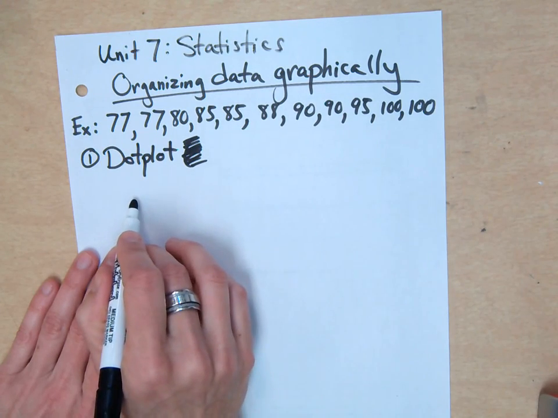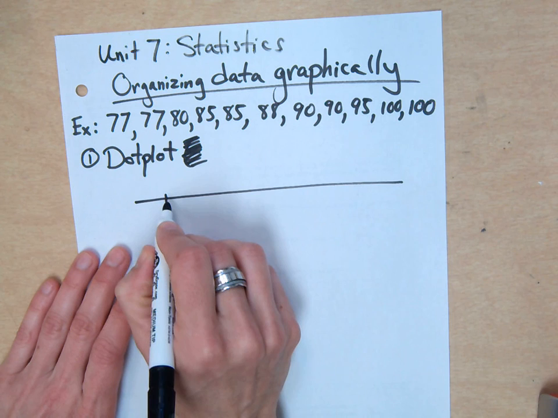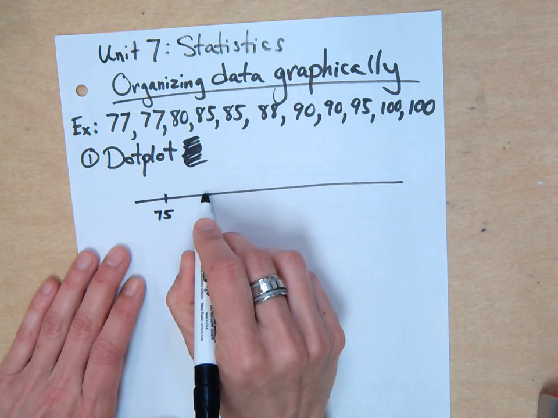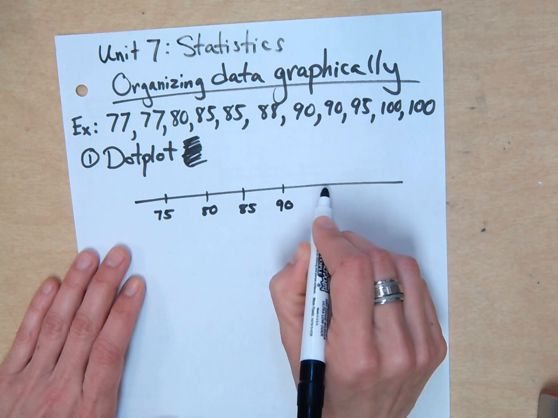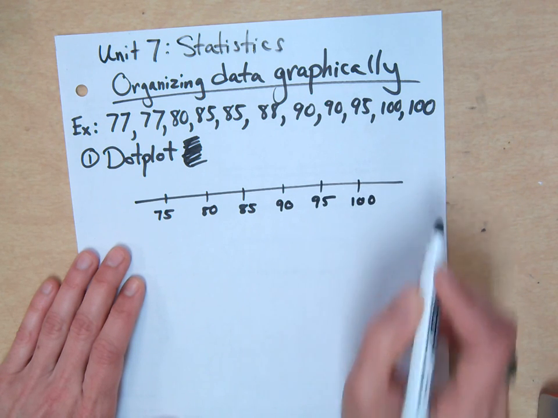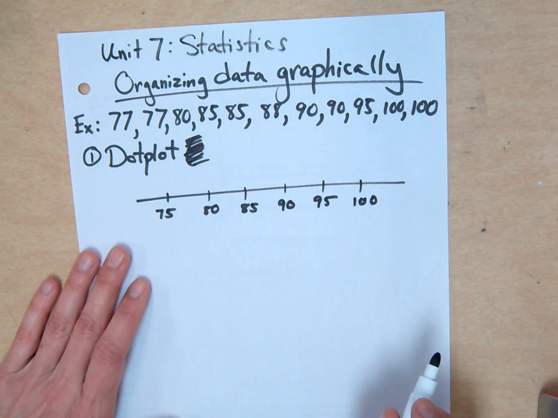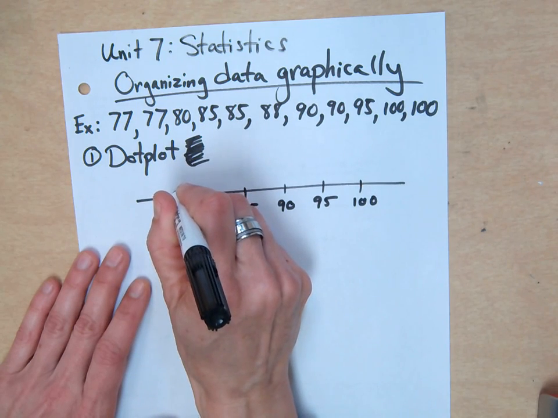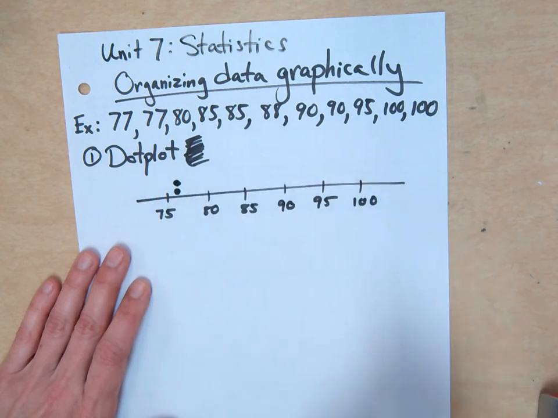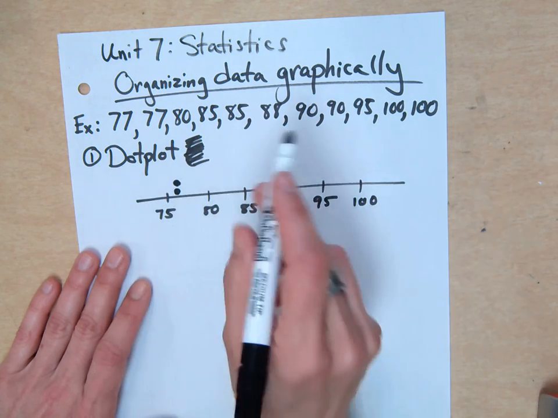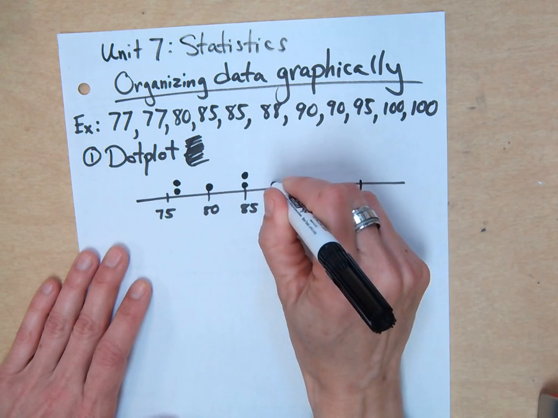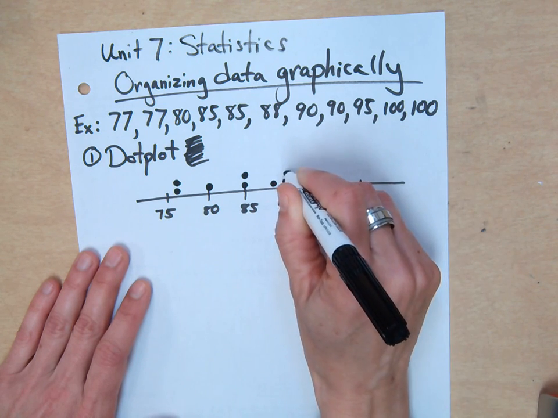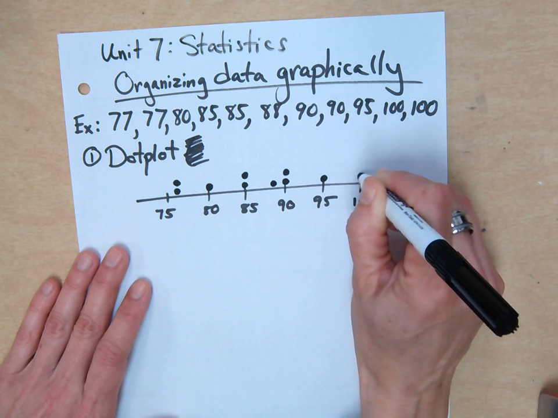So what you do is you make a number line. We'll do even intervals: 75, 80, 85. You don't need to make a marker for every data value. You start with some reasonable number line, and you just put a dot wherever you have a data value. So 77 is right about here, and then we have another 77, so we just stack them. We'll be doing this as a class for an activity. This is the most basic way to look at the shape of the data. Then we have a dot at 80, and two 85s that we can stack. Then we have an 88, two 90s, a 95, and two 100s.